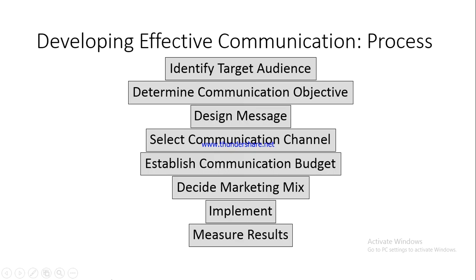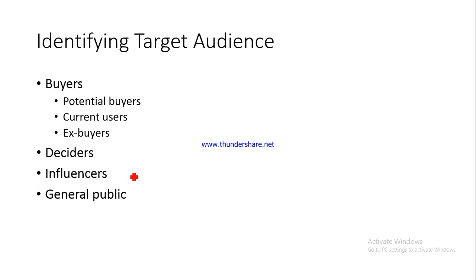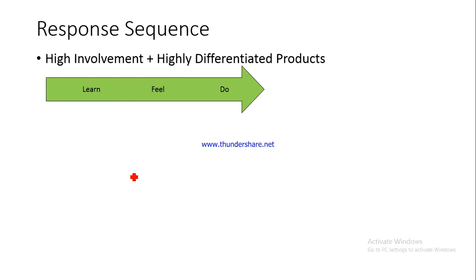If you remember, these are the various steps which are part of the process. Out of these we have already discussed identifying the target audience, determining the communication objective, and then message designing. And in the last session, we talked about selecting the communication channel, right? Now today we'll be moving over to the next step, which is establishing the communication budget. So this is a short recap of whatever we have done in the last few sessions.